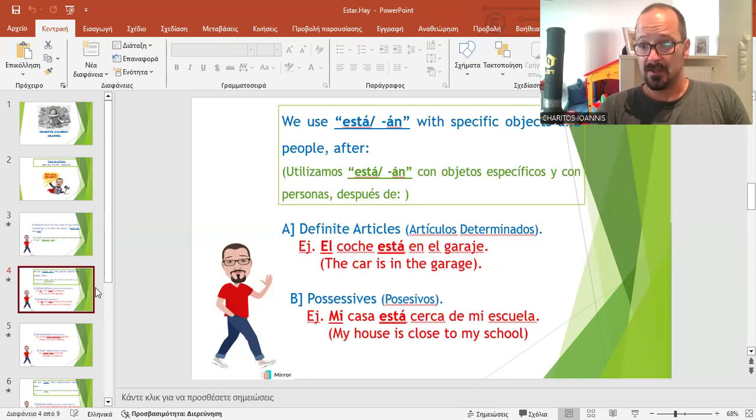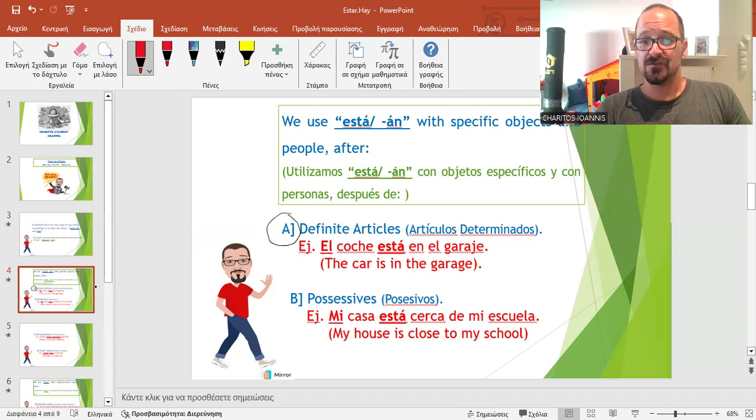Before we say after what, I want to stress the fact that está o están refers to something we know. If we want to oversimplify, we know. This is what I mean specific. This is why we'll find it after the definite articles, because if I say el, la, los, las, I know, I refer to something specific. Artículos determinados, entonces. So, el coche, here it is, está en el garaje. The car is in the garage. El coche. A car that is very specific. This is why I say el.